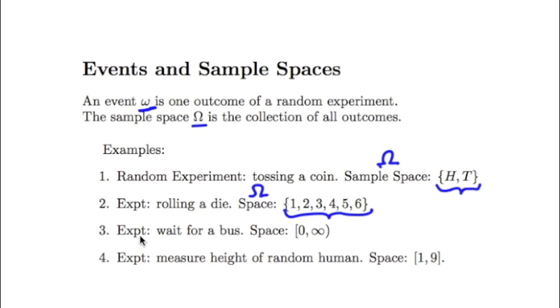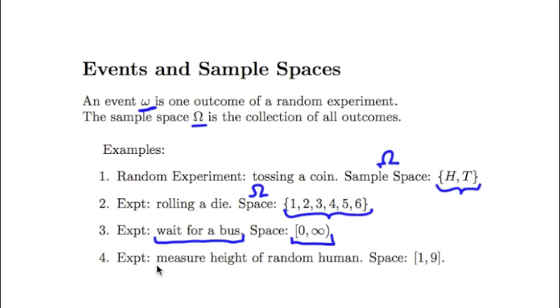Another example where the experiment could be, say, waiting for a bus. Over here the space is continuous, so the space is 0 to infinity. Just think of that as being measured in seconds or hours or something like that, as the time that you would end up waiting for the bus. It's some positive real quantity, and at least if you're in Pittsburgh, there's no real upper bound on that quantity.